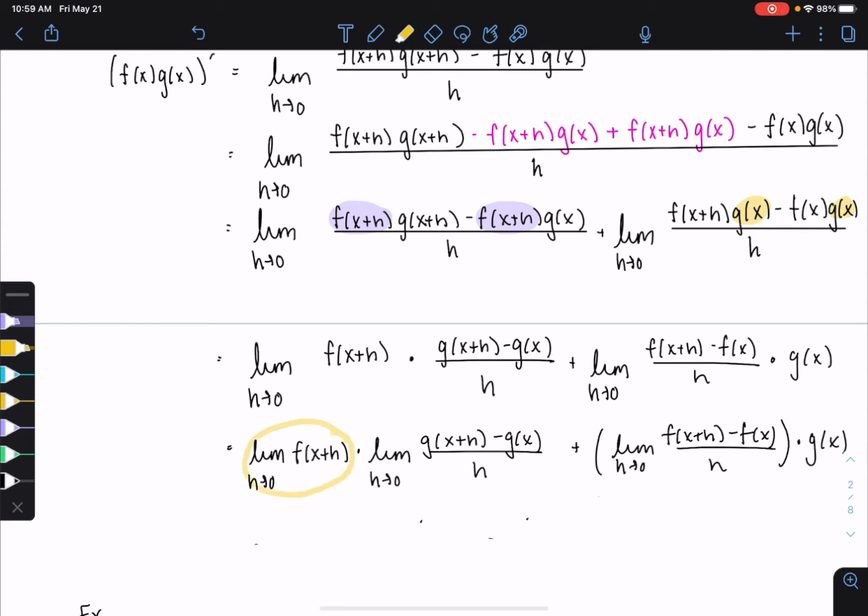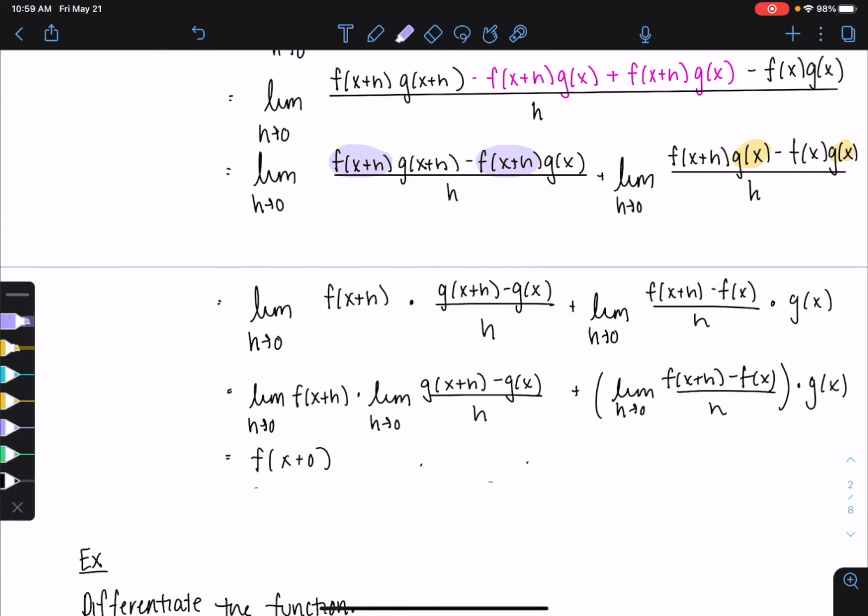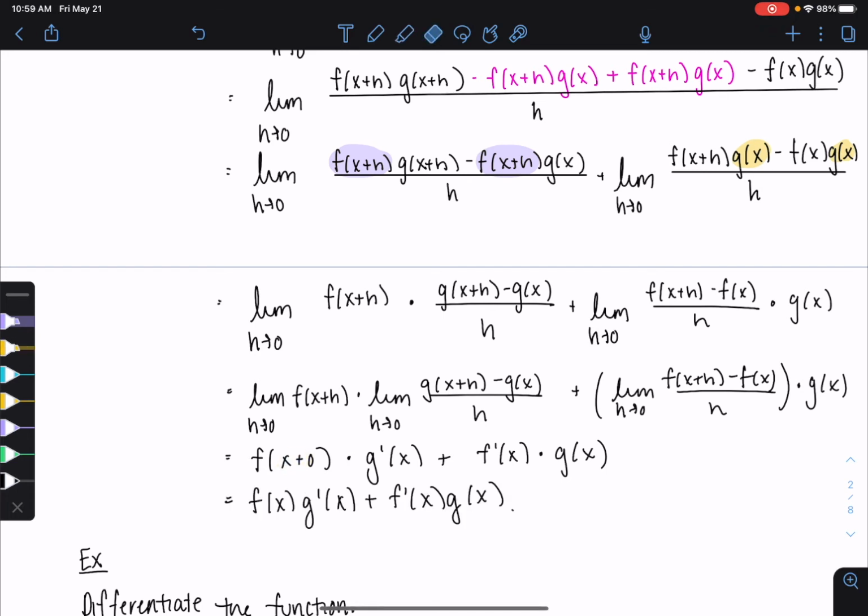Now in this first piece, I have no issues plugging in h as 0. That just goes to f of x plus 0. And this quantity here is exactly my formal definition for the derivative of g. So that is representing g prime of x. Likewise, this is my formal definition for the derivative of f. So that's f prime of x times that g of x. And then in here, x plus 0 is just x. So we get exactly this product rule.